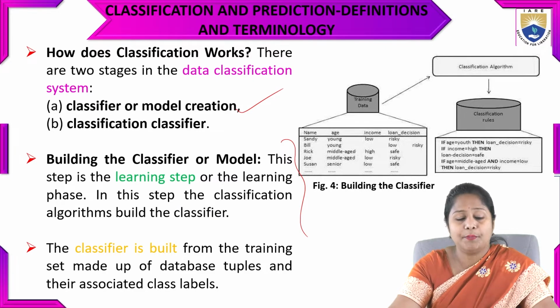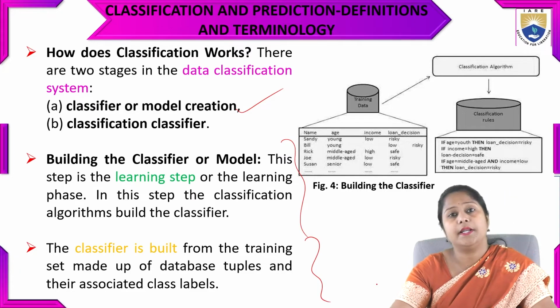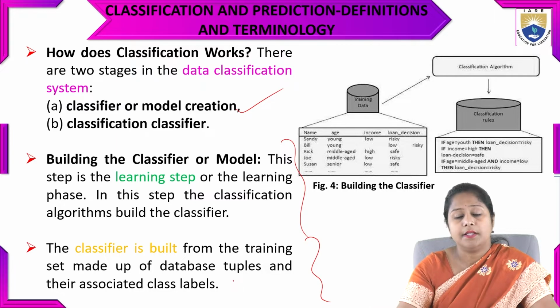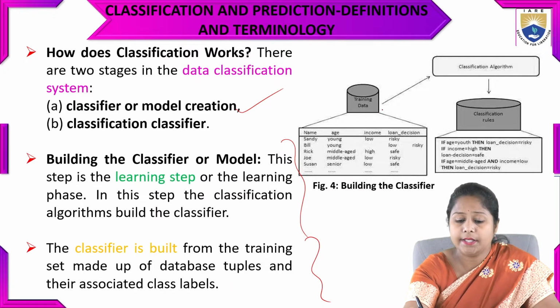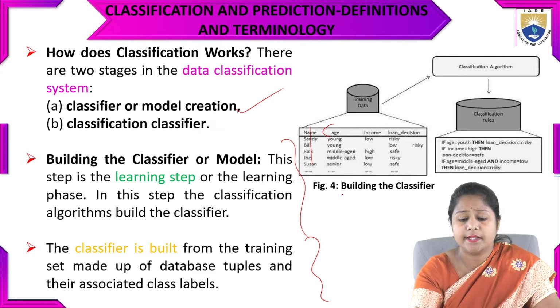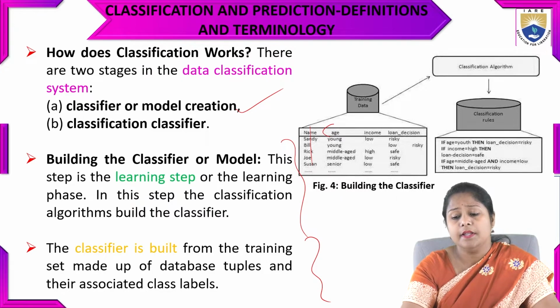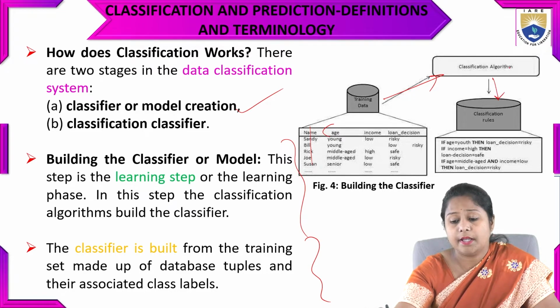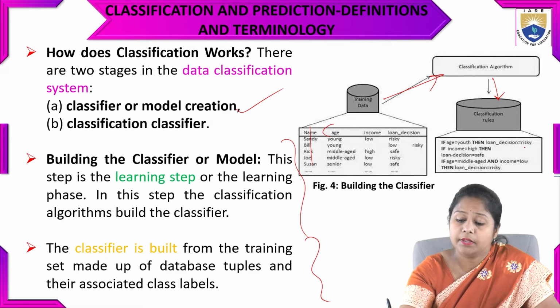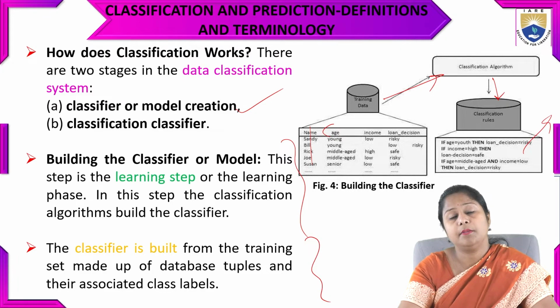So the classifier is built from the training set made up of database tuples as well as the associated class levels. So in the right hand side we can see there will be the training data set like this. Suppose one table is there that is having the class levels: name, age, income and loan decision. Then the classification algorithm is going to be applied on that. Then on the basis of that, the classification rules will be taken care of. So now these are the classification algorithms that are going to give the classes for the class labels.